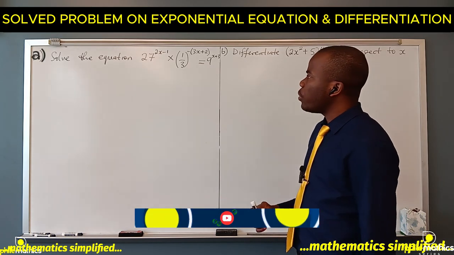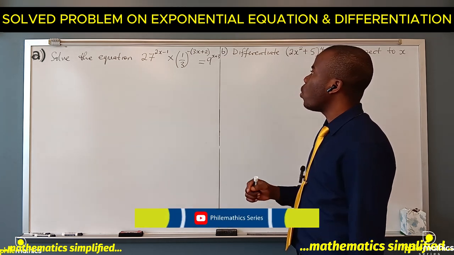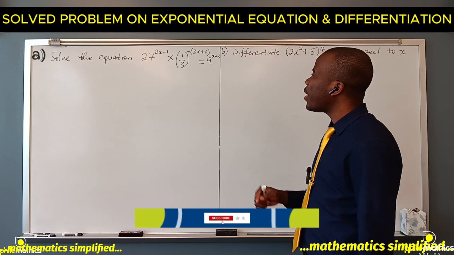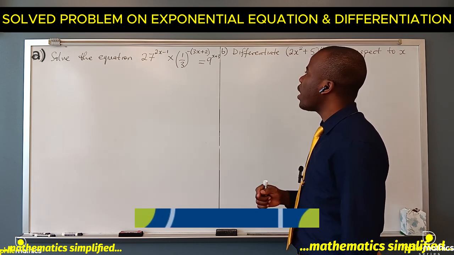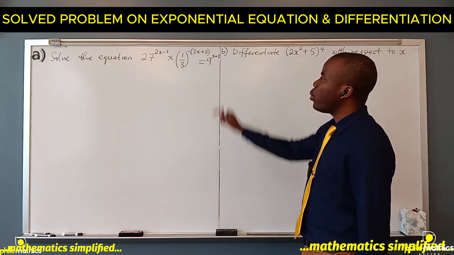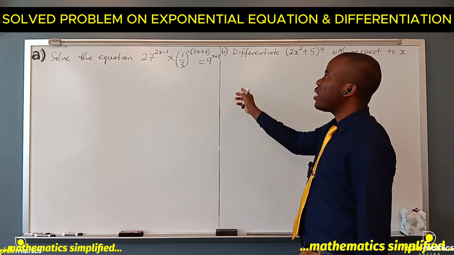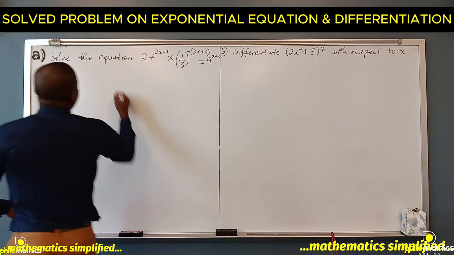Solve the equation 27 to the power 2x minus 1, times 1/3 to the power minus 3x plus 2, equals 9 to the power x plus 3. If you look at this equation very well, you will see that we can put both the left hand side and the right hand side in base 3 to make things easier for us.